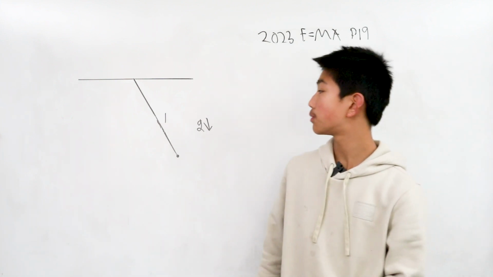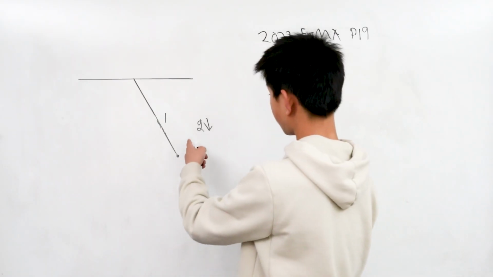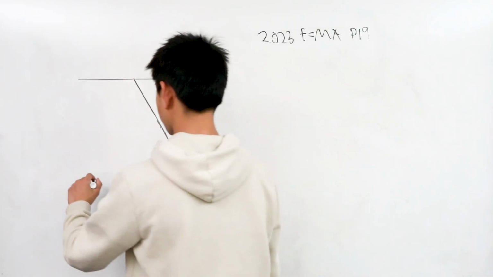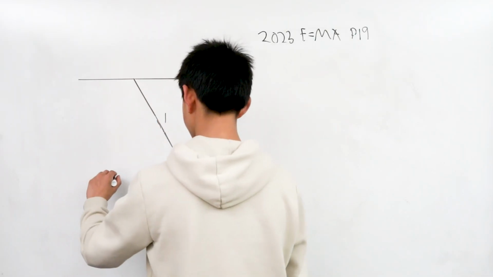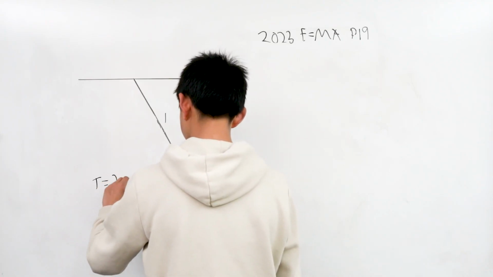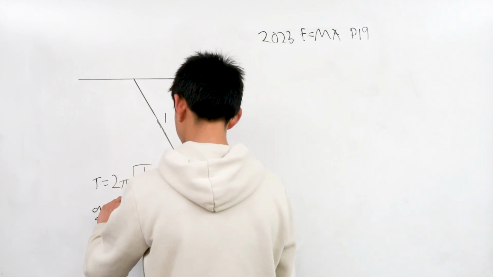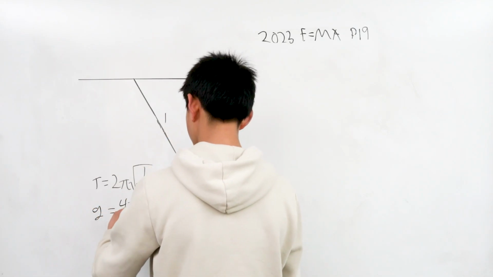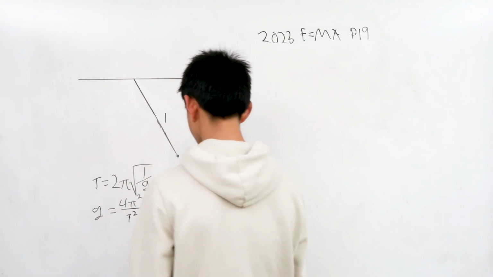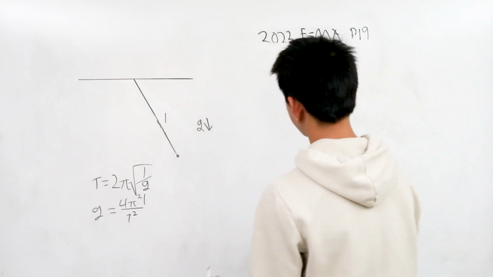So if we have this pendulum here, gravity is the force going down and T is here, and this is the length. The period we can write as 2 pi times the square root of L over g. This means that g is equal to 4 pi squared times L over T squared. Now, you also have to consider the ratios of gravity.